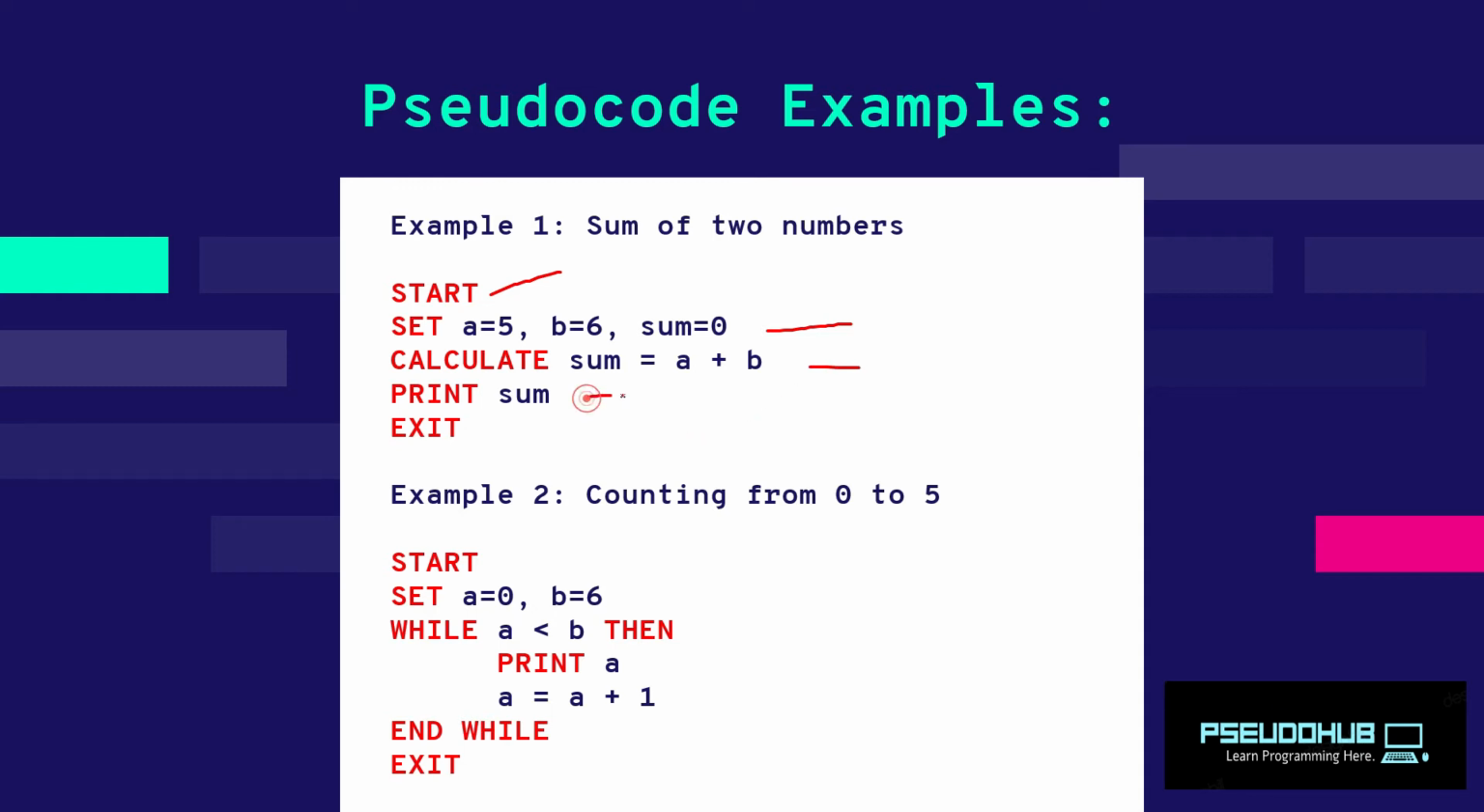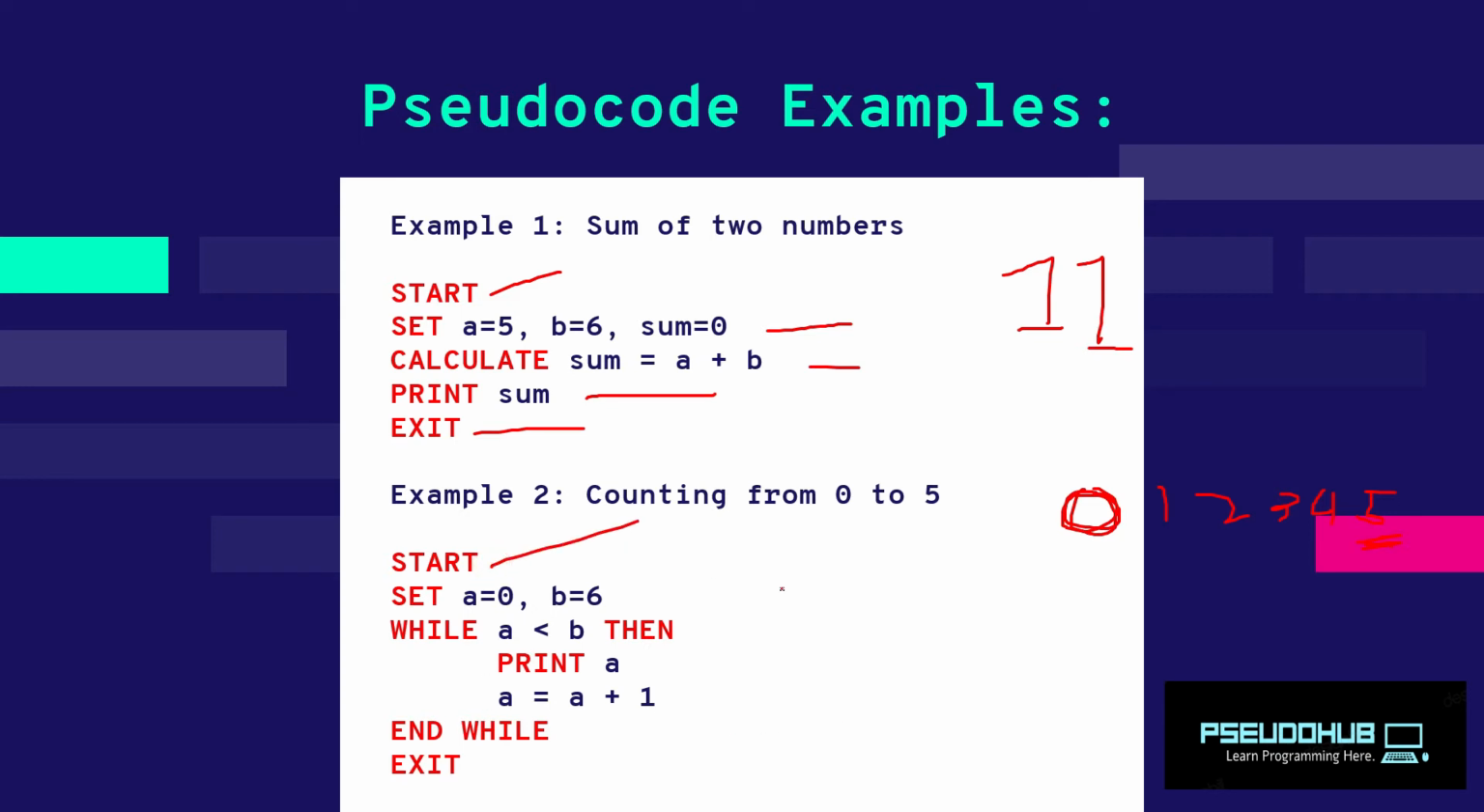And then next is print sum. That is the output, meaning the program should display 11. And then exit, meaning that's as far as the logic of your algorithm goes, it stops, and your program is finished. And then another example is counting from 0 to 5. Say you want to display 0, 1, 2, 3, 4, 5. The 0 is your starting point, the 5 is your ending point.